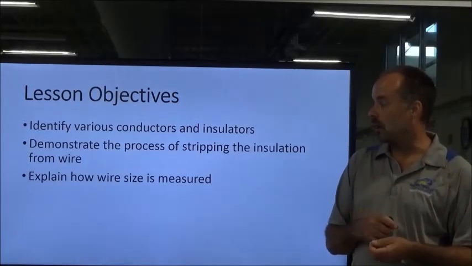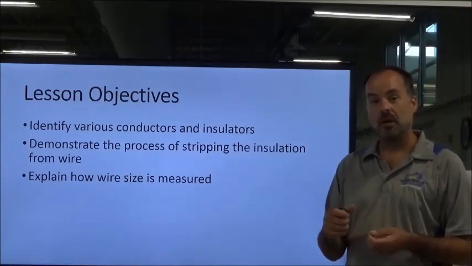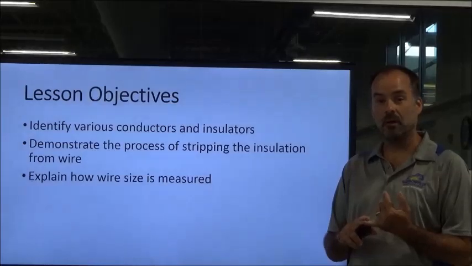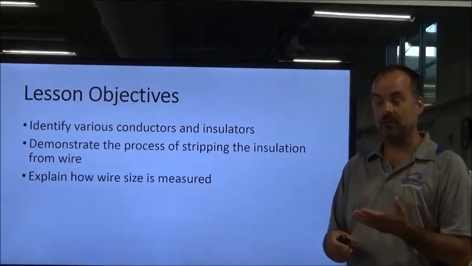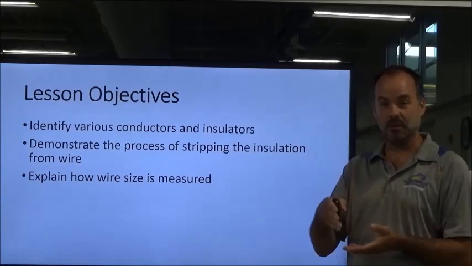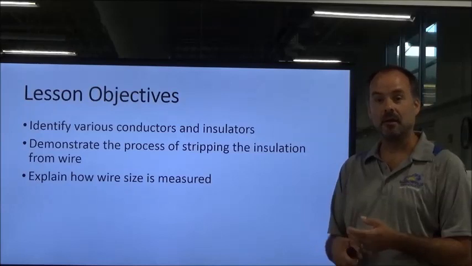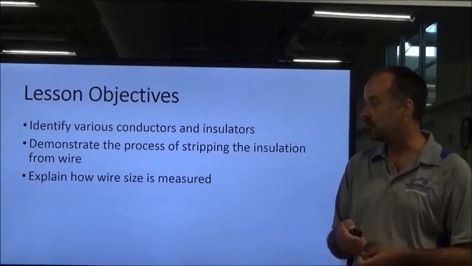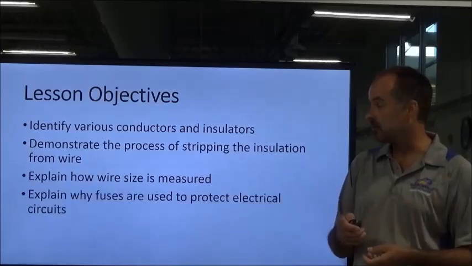We're going to explain how wire size is measured. The common unit used to measure wire is American wire gauge, or AWG. Those different wire sizes have a different gauge, so you may hear like an AWG 16 or 18. Those wire sizes, those numbers equate to a specific wire size. And that is covered in the text.